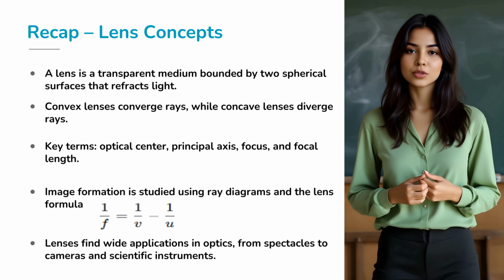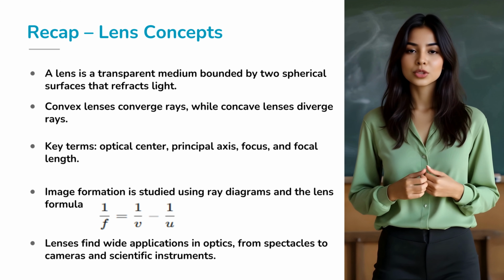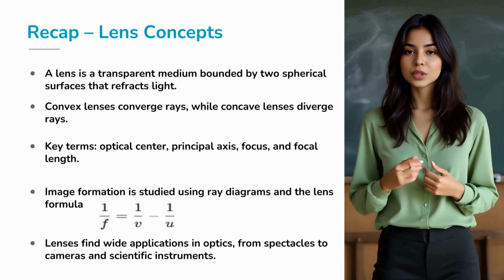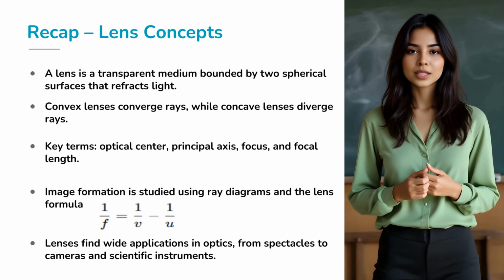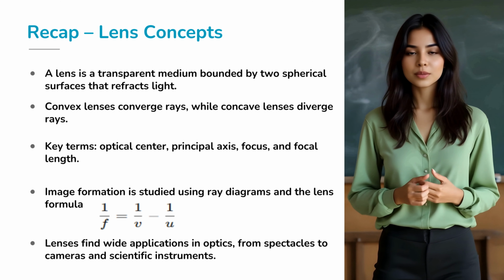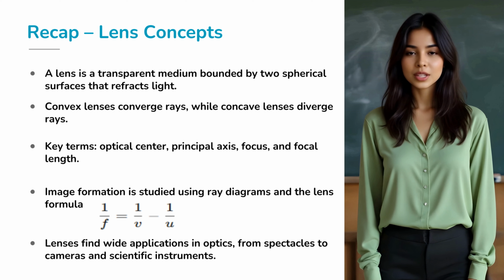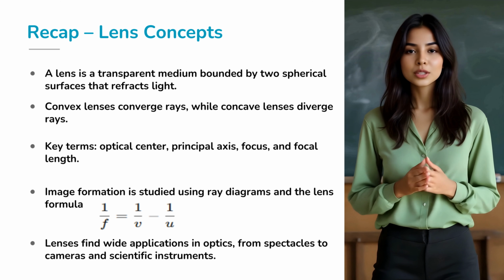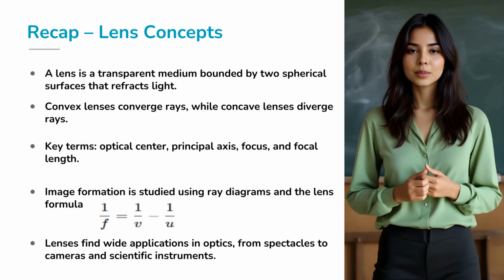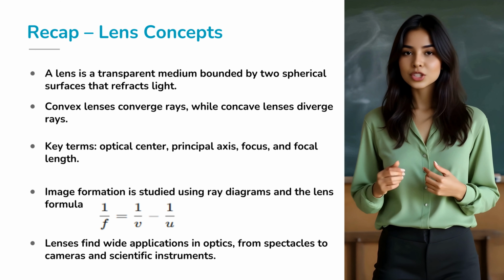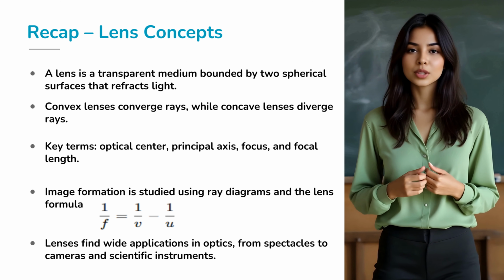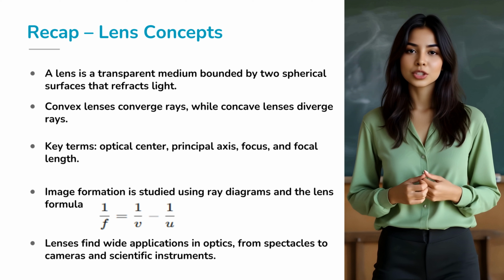Next comes image formation. We used ray diagrams and the lens formula. 1 by f is the same as 1 by v minus 1 by u. This simple-looking relation is our best tool for solving numerical problems about where images will form and what their nature will be, real, virtual, magnified, or diminished.